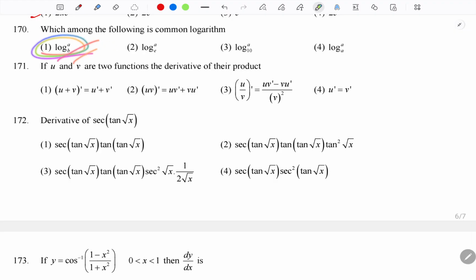It's a base. It's a natural logarithm. What is this one? Whenever the base is e, it means natural logarithm. Whenever the base is 10, it means common logarithm, so the base should always be 10. So which one is correct?